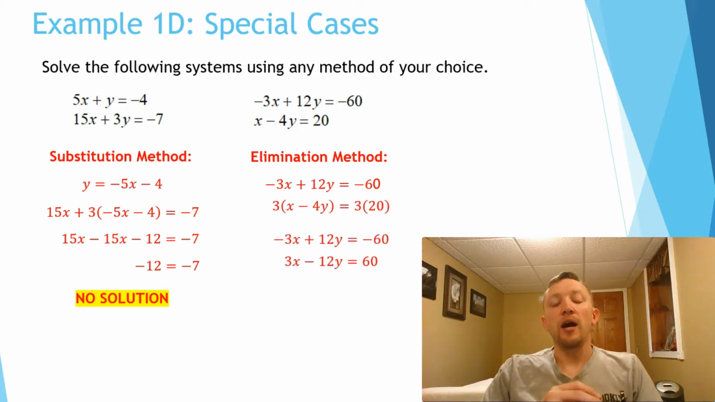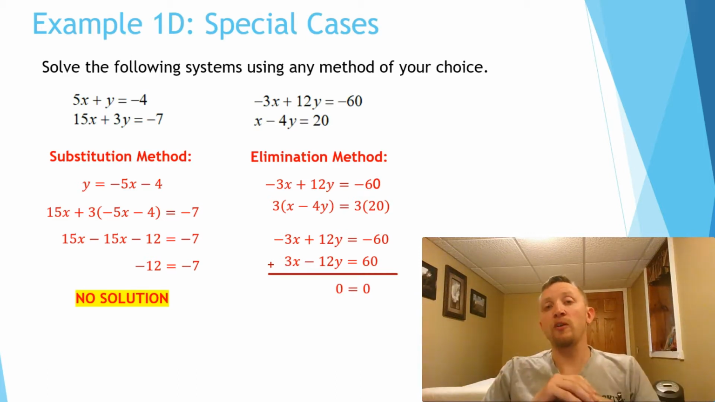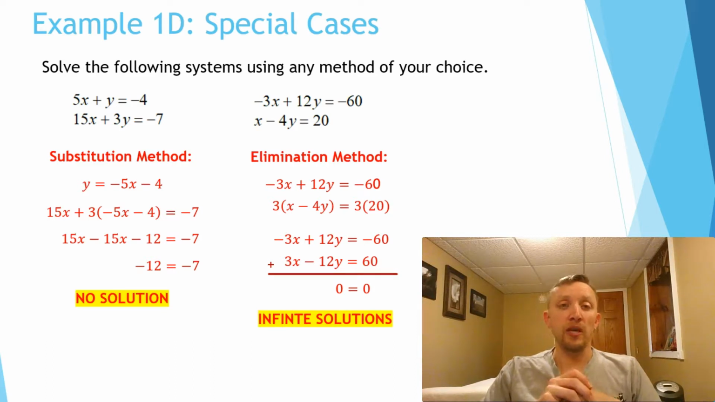So then I would get negative 3x plus 12y equals negative 60. That would stay the same. But the second equation would be 3x minus 12y equals a positive 60. Don't forget to multiply the 20 by 3 as well. So now when I add these together, the variables disappear because both the x's cancel out, but also 12y minus 12y is also 0. So the left side is 0, the right side is 0. That's a true statement. So that means that we have infinite solutions there. So that's how it would look with your special cases.